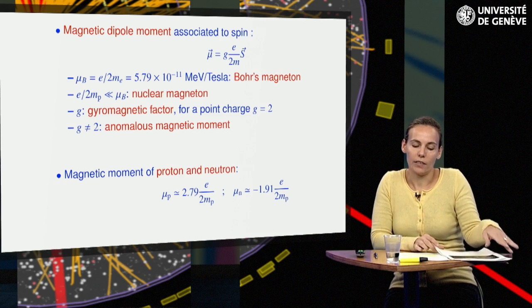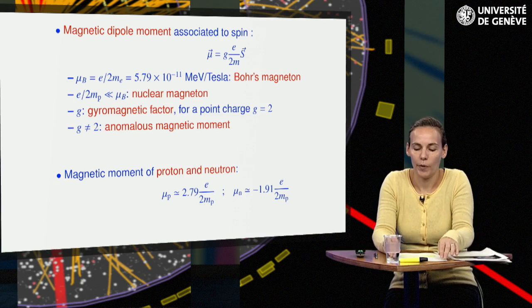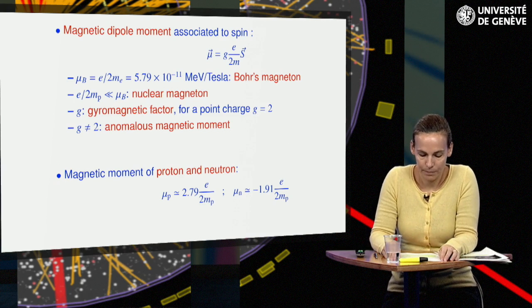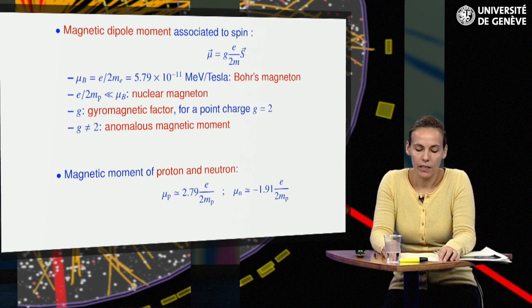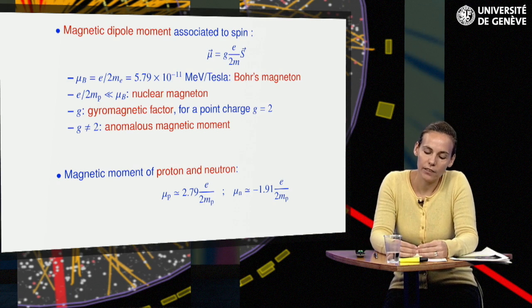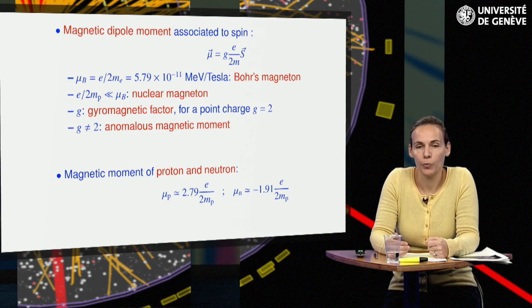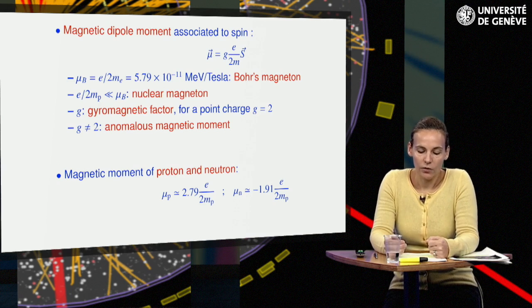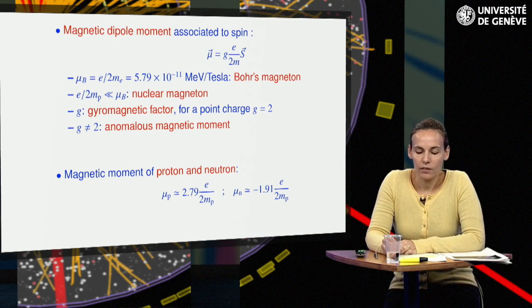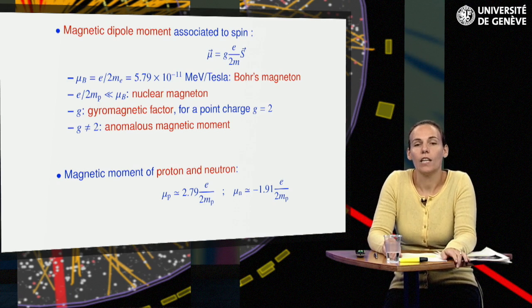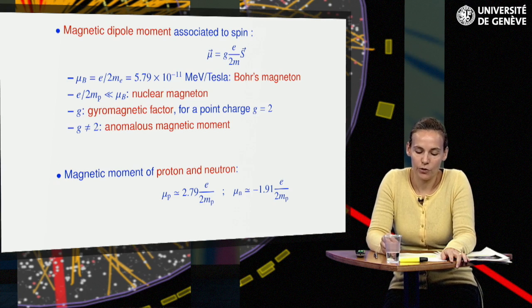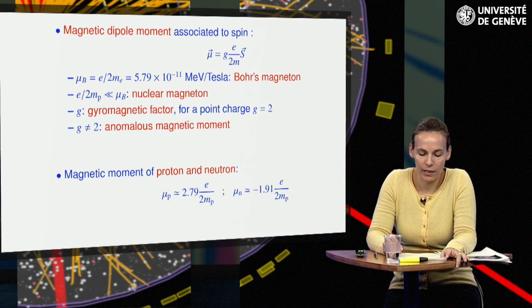Every charged particle has a magnetic dipole moment associated with its spin, including nuclei. The order of magnitude for an electron is given by the Bohr magneton μB. The nuclear magneton is 3 orders of magnitude smaller due to the large proton mass. The gyromagnetic factor g measures the ratio between the angular momentum and the magnetic moment.